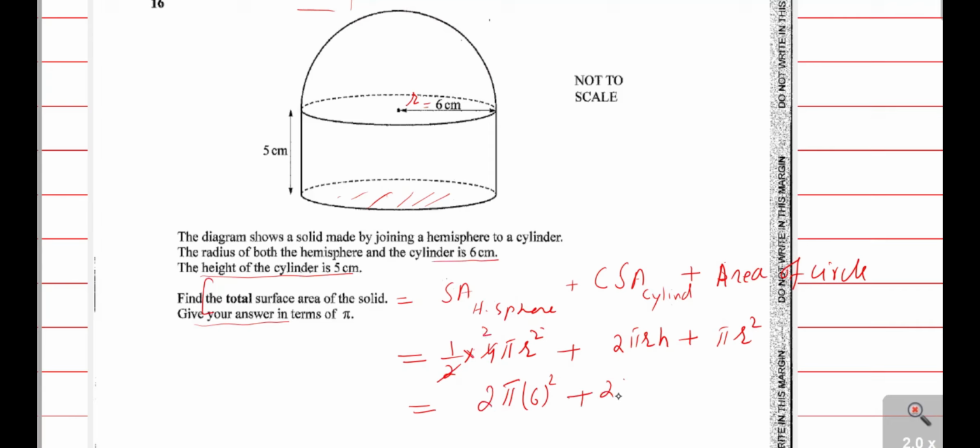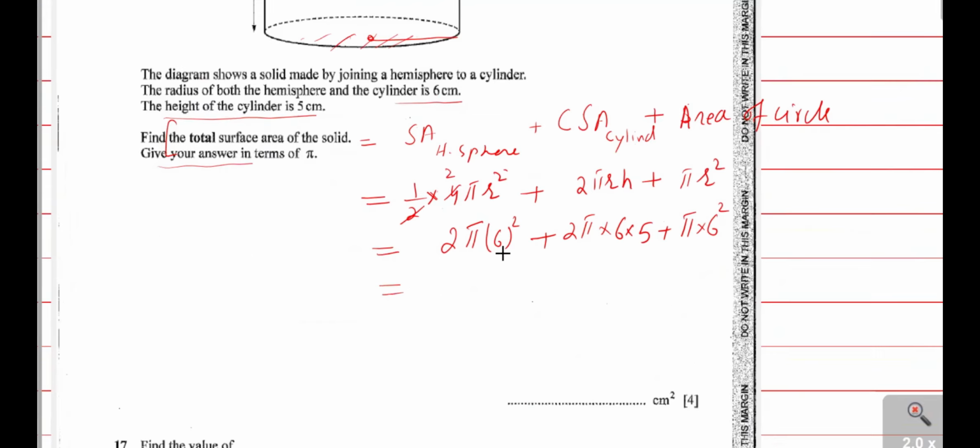And next 2 pi we write as it is. Radius again is the radius of cylinder, this is 6. Height here is 5, pi as it is. The radius of this circle is also 6 centimeter, we write 6 square. And we can write this equation 72 pi plus 60 pi plus 36 pi.